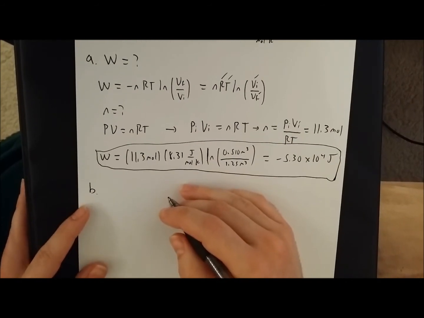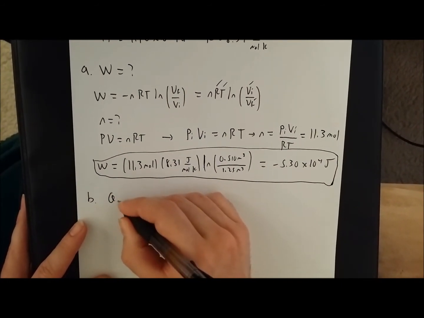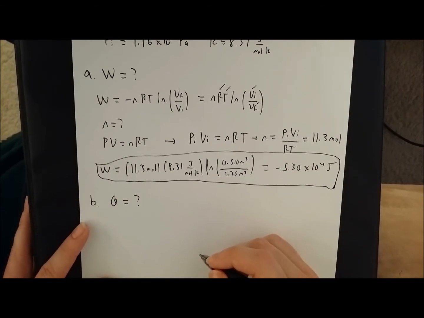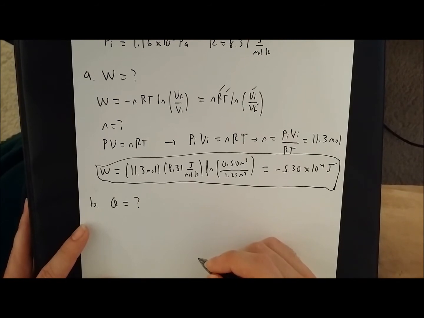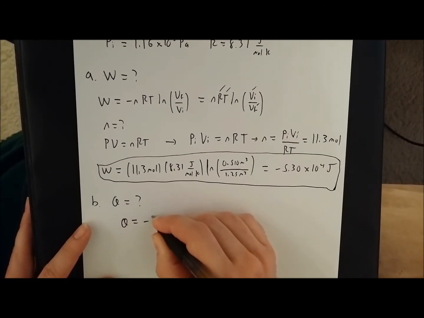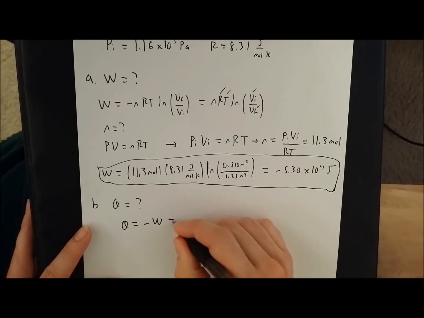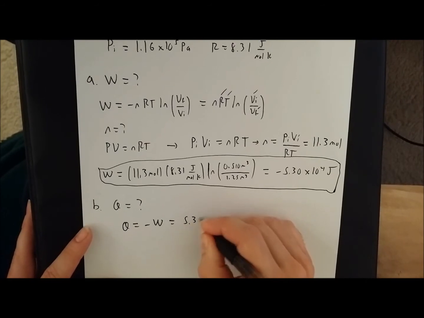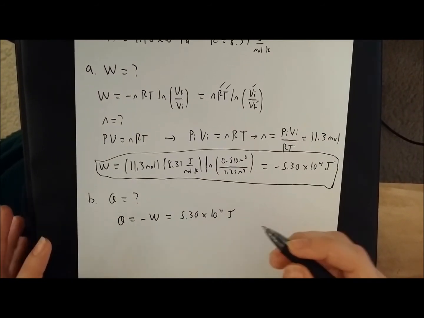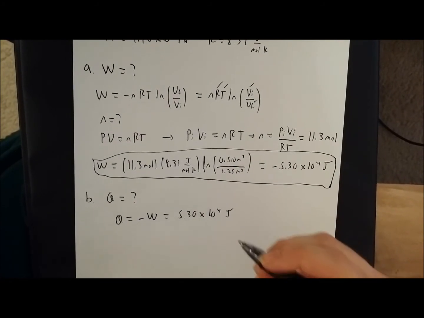In part B, we're asked to find the thermal energy transfer, or the heat that's transferred in this instance. So you remember for an isothermal process that heat is equal to minus the work done on the gas. And that makes sense, right? For the gas to expand, heat had to be added into the system.